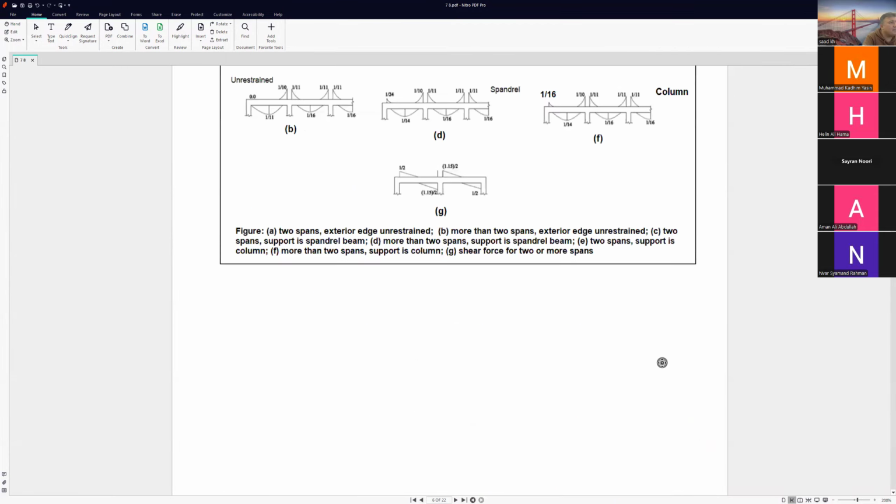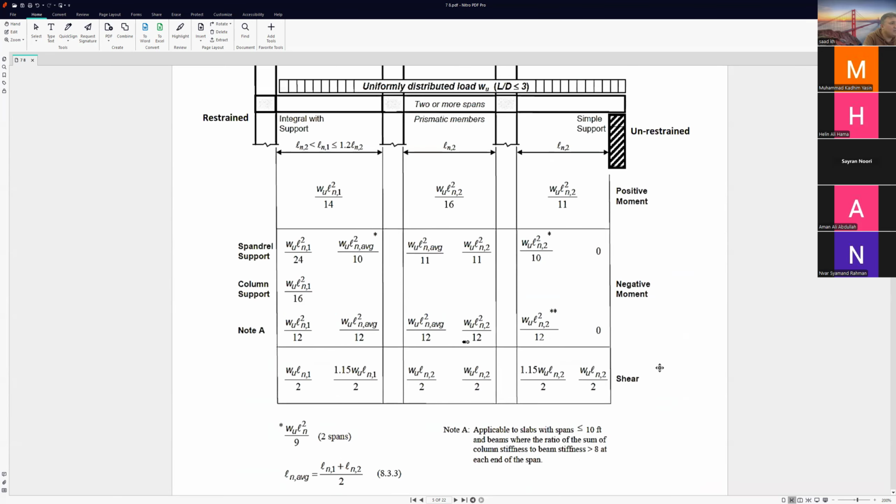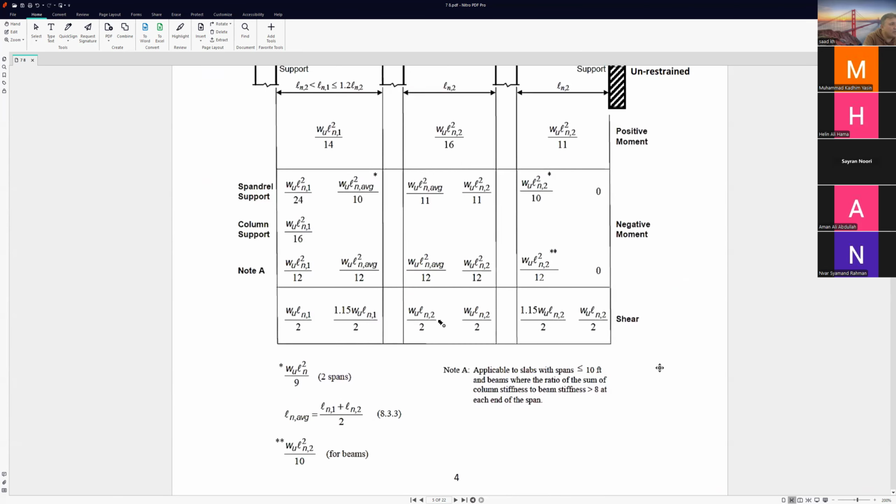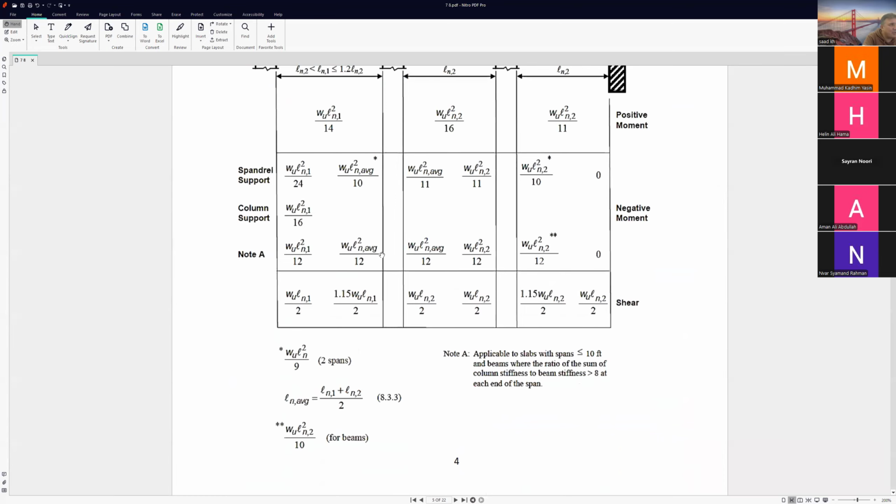For example, here we go. This one is the average one. Actually it is the average one. Here 12, 12, 12. So we can take the average one. The code permits us to use the LN average, not maximum.